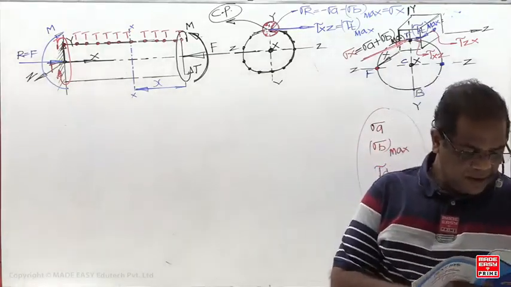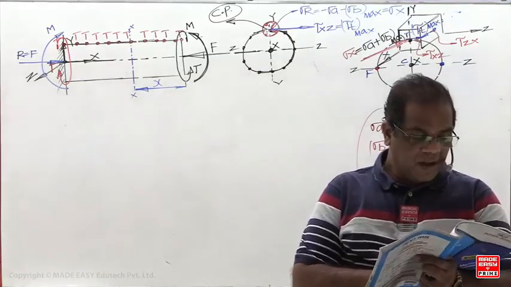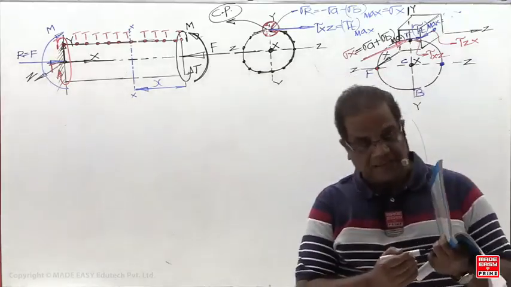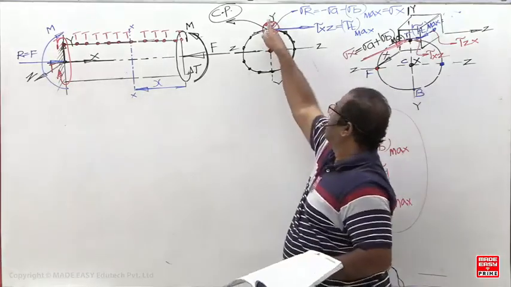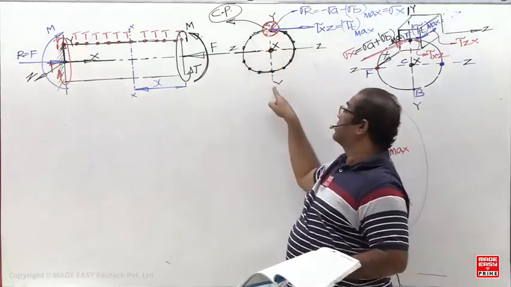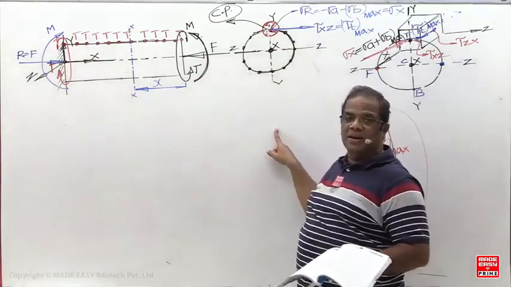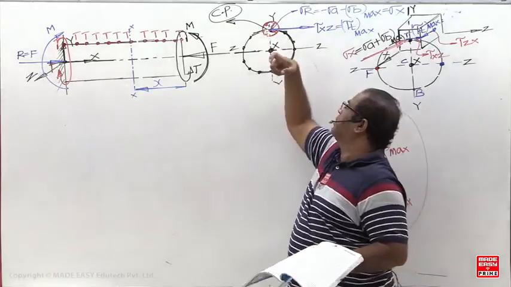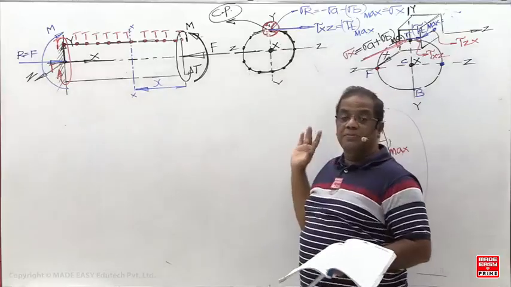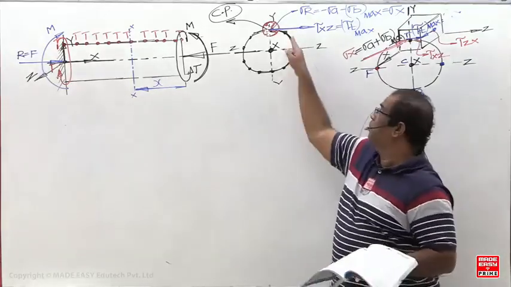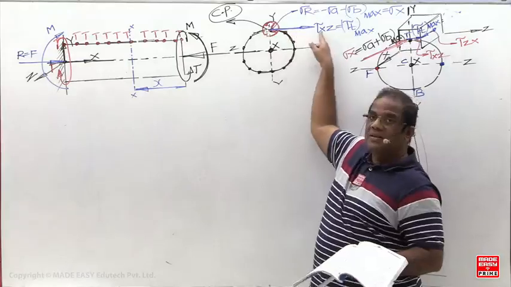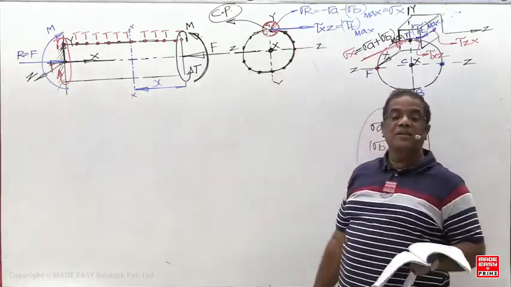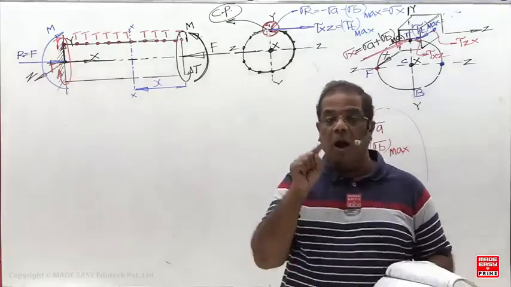Now you can see this. What is the first statement given? One extreme end of the vertical diameter fiber is subjected to maximum compressive stress only. This is called the vertical diameter fiber. One extreme end means what? Maybe top or bottom, subjected to maximum compressive stress. When you get only compressive stress, this should become 0. When will this become 0? Twisting moment is 0.